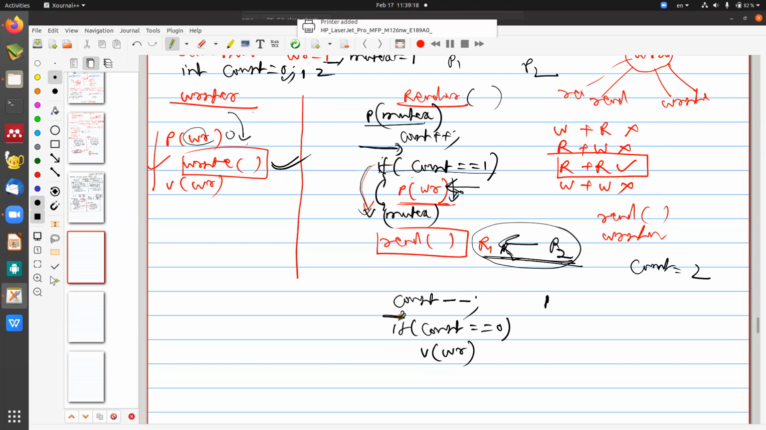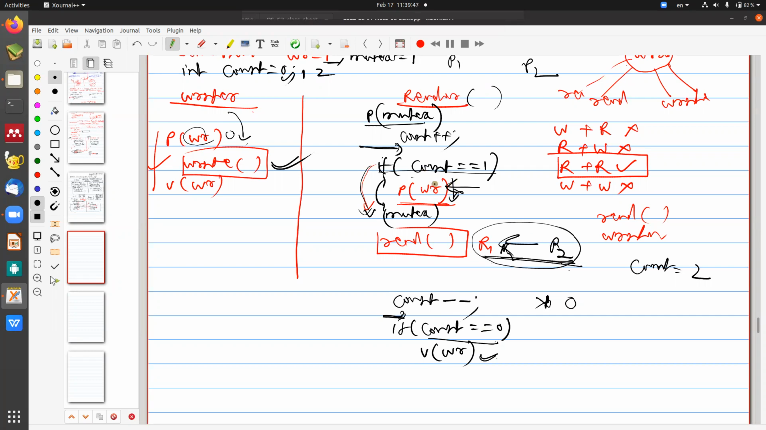Again, R2 tries to come out. So he will execute this because context switching has happened. So this will go to what? 0. Now count becomes 0. When the count becomes 0, this line will be executed by R1 and R2 both. For both, is it a true statement or false? True. If it is becoming true, then V write will be executed how many times? 2 times.